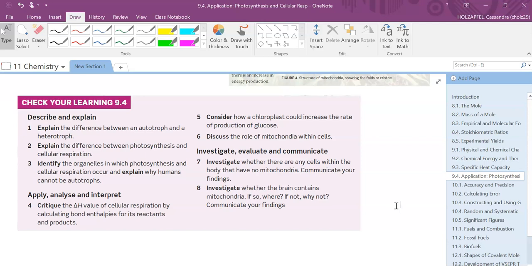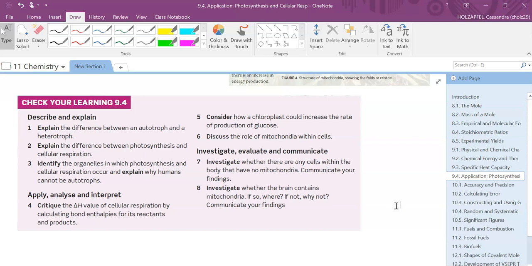Okay, question 4. Critique the change in enthalpy value of cellular respiration by calculating bond enthalpies for its reactants and its products. Okay, so this is getting more sciencey. I might pause this one for a minute and I'm going to jump into number 5 and number 6 because those are very simple questions to answer. So again, pause here, have a go, and I'll come back after the jump.